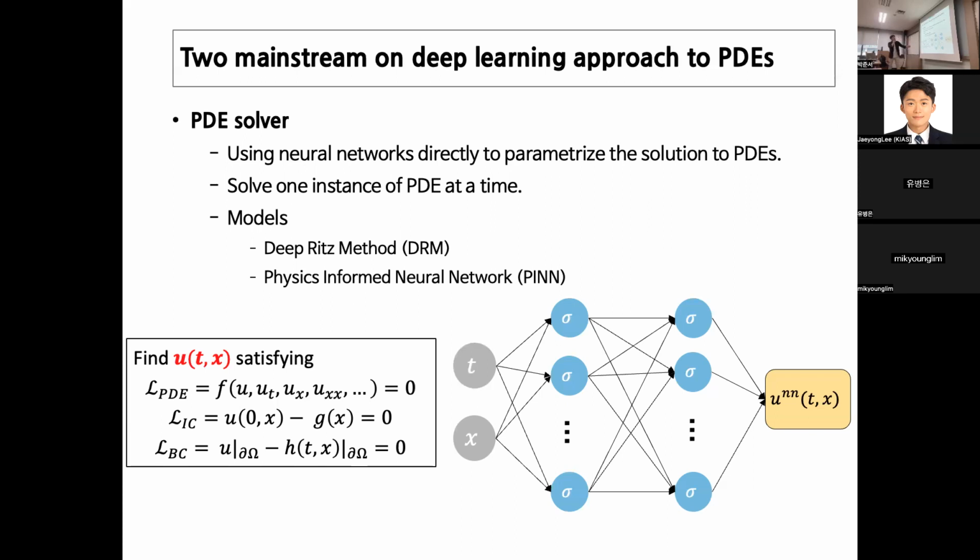So the main characteristic of this approach is to solve one instance of a PDE at a time. So in today's presentation, I'll explain this physics-informed neural network rather than the Deep Ritz method.